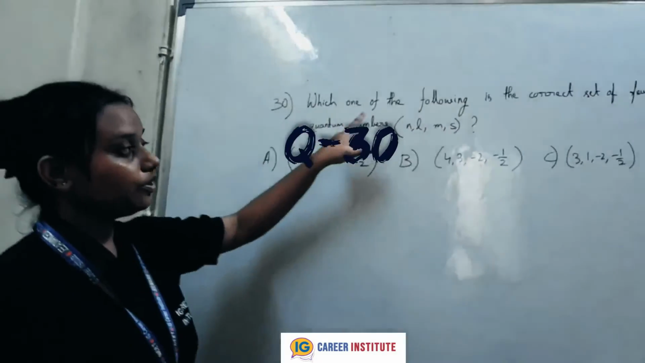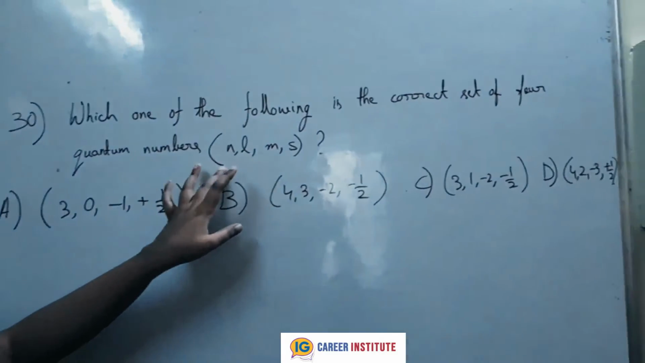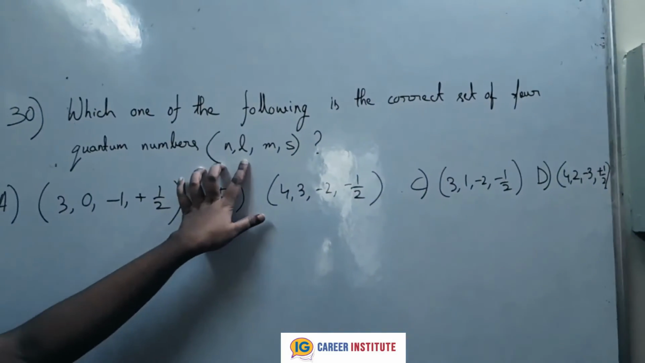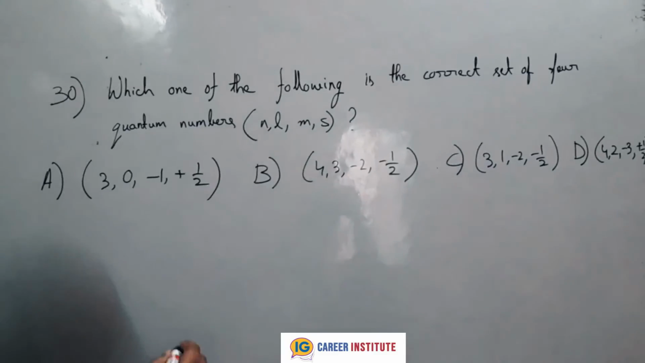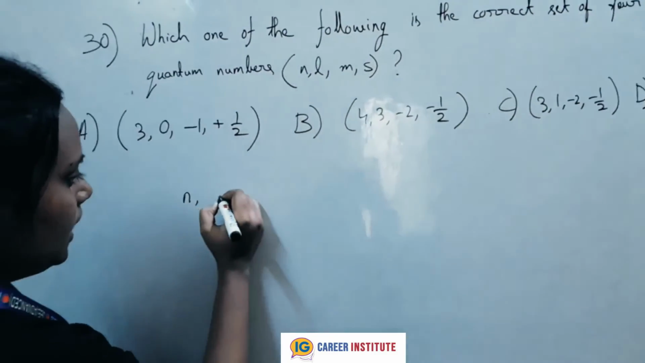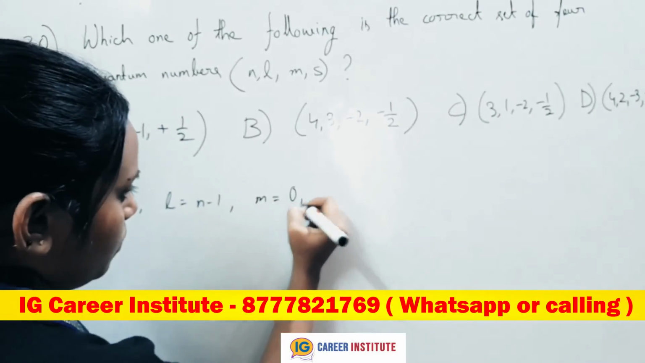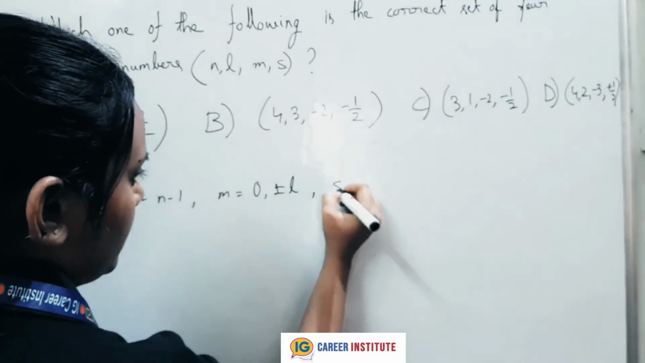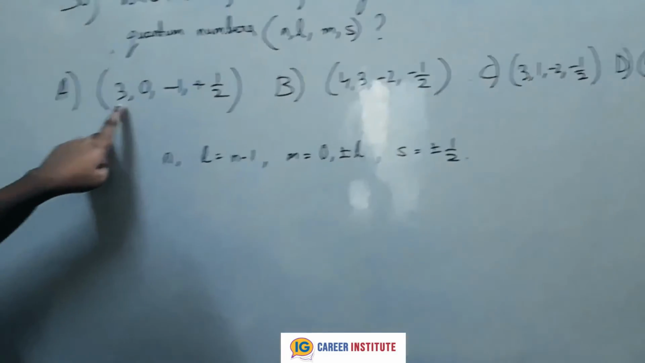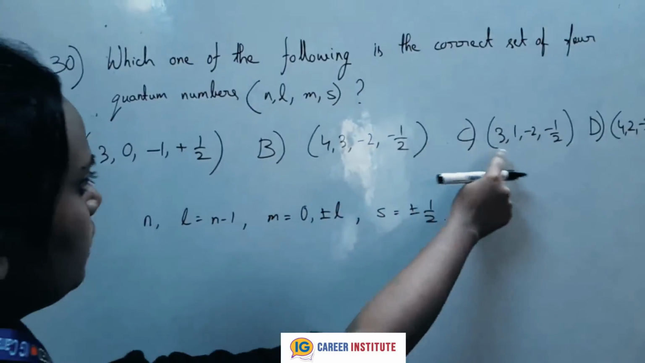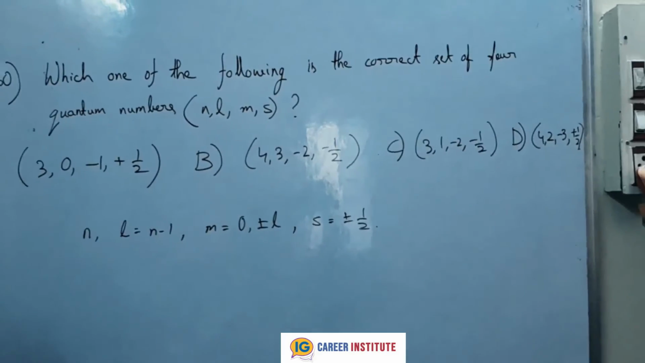Question 30. Which one of the following is the correct set of 4 quantum numbers N, L, M, S? What is N? Principal quantum number, L azimuthal quantum number, M magnetic quantum number, S is the spin quantum number. Okay, so how do we calculate? For N, L is calculated as N minus 1, M is calculated as 0 plus minus L, and S is plus minus half. Basically 4 options are given. Out of these 4 options, we have to find the correct option.